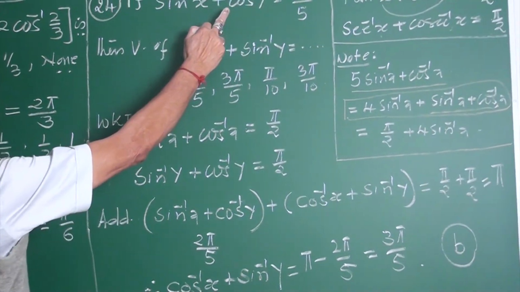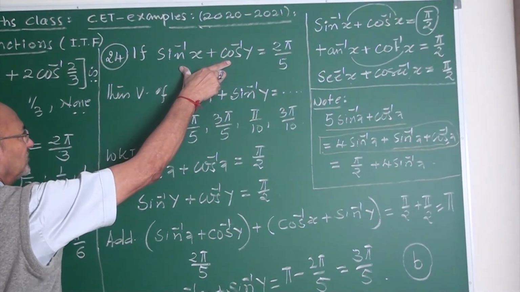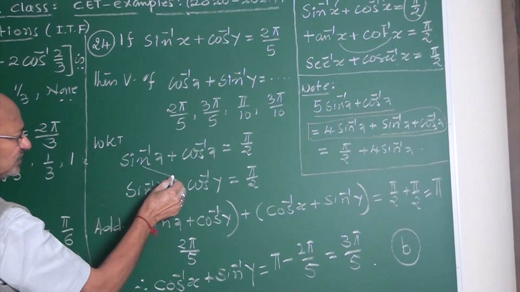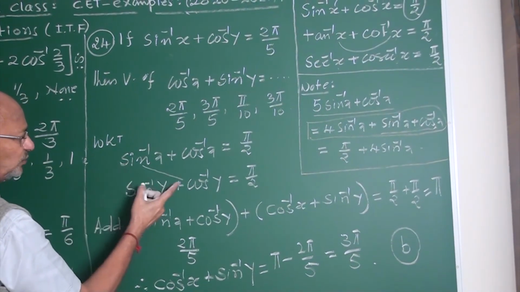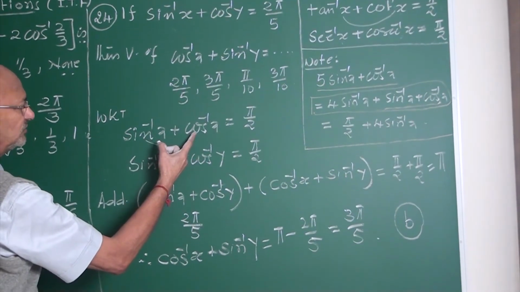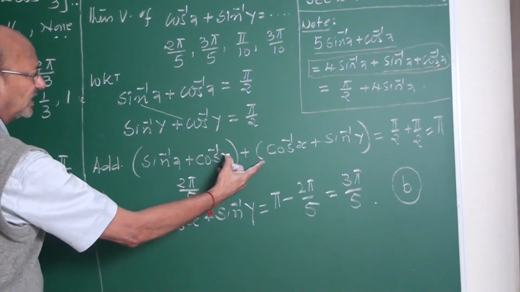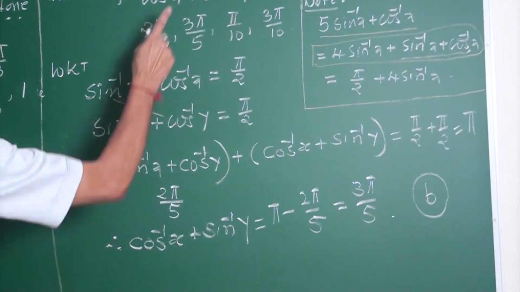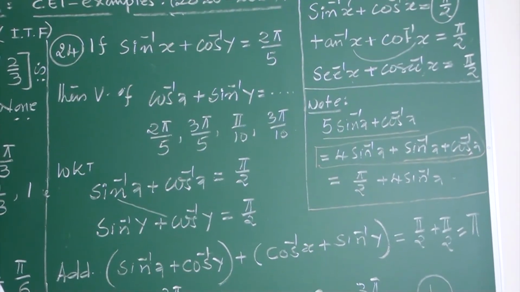Adding, you have this combination, sine inverse with cos inverse. It is sine inverse x with cos inverse y in one bracket, plus cos inverse x plus sine inverse y in another bracket. But its value is given, my friend. What is the value of this? It is 2 pi upon 5.